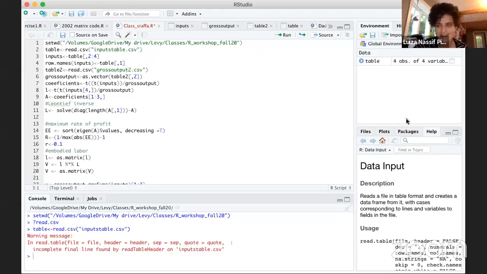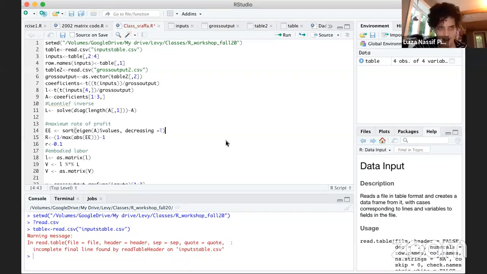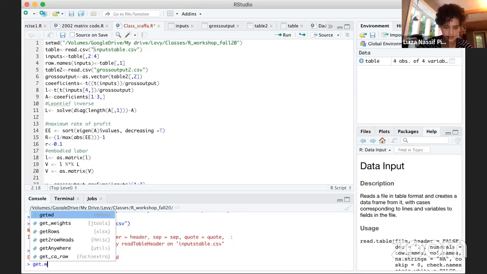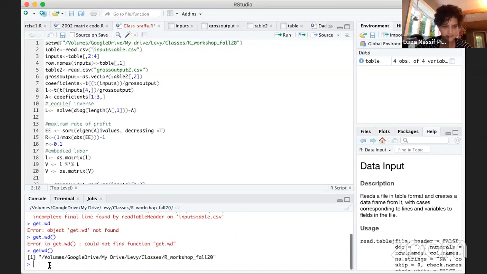Okay, everyone has it. No, I cannot open it. It says no such file or directory. So that's because you're not in the right directory. So right now, for example, when I run getwd on mine, you see, this is set to this folder, right? So if you run getwd on yours and then you save where it is, that's a shortcut if you don't want to set the WD.